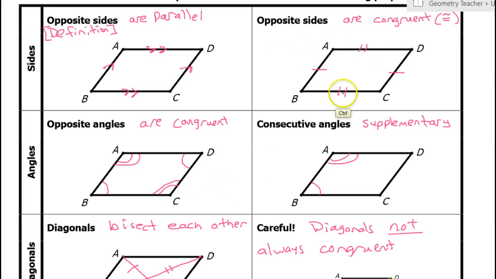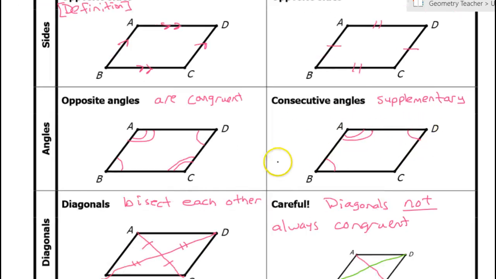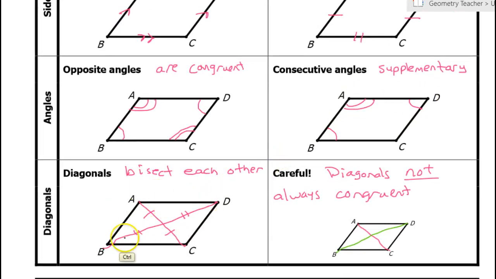The opposite sides are congruent. Opposite angles are congruent. Consecutive angles, like these, are supplementary, so they would add up to 180. That would be the same for angle A and D. For example, they would also be supplementary. And the diagonals bisect each other, so they cut each other in half.